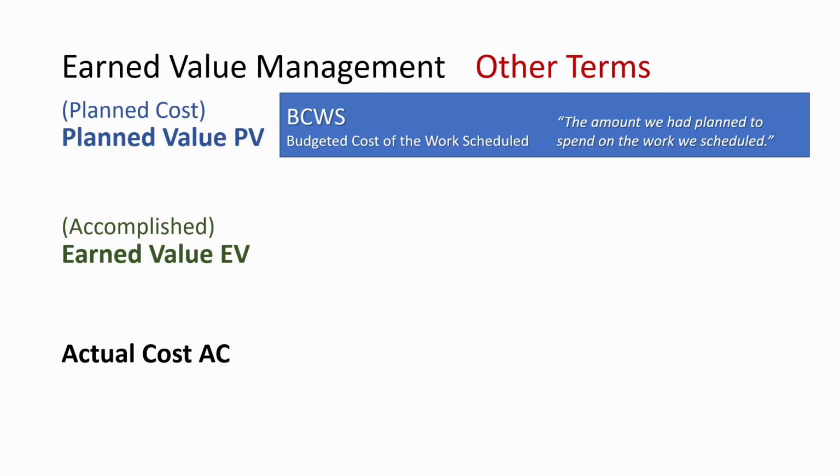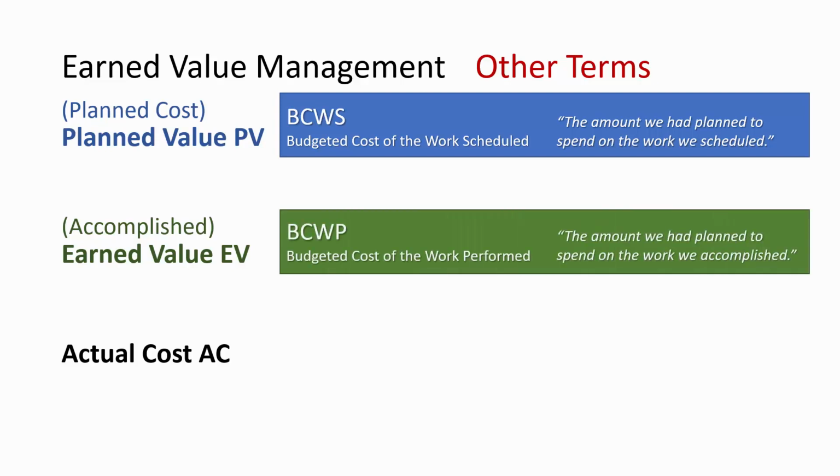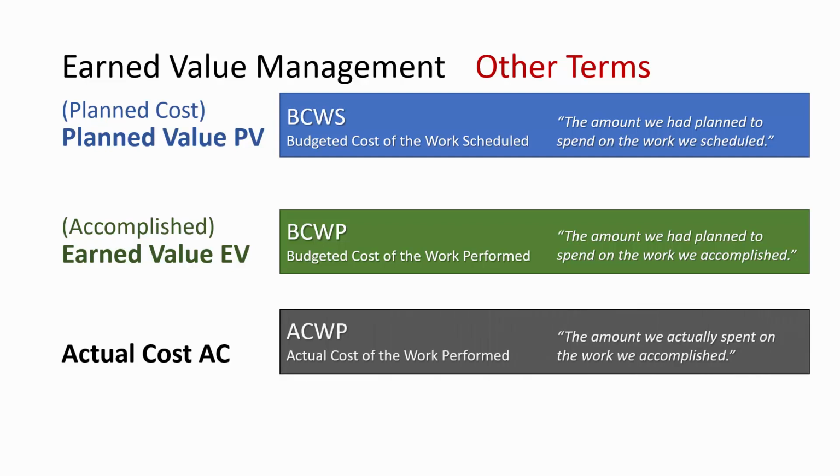For earned value, or EV, you will see BCWP, budgeted cost of the work performed, the amount we had planned to spend on the work we actually accomplished. For actual cost, AC, you will see ACWP, actual cost of the work performed, the amount we actually spent on the work we actually accomplished. Most organizations standardize on one set of terms. As you prepare for the exam, you need to know PV, EV, and AC.